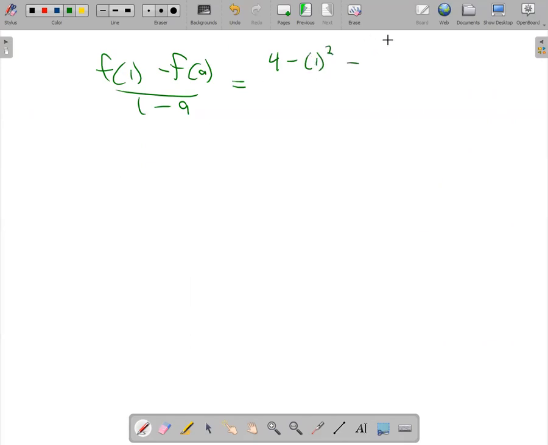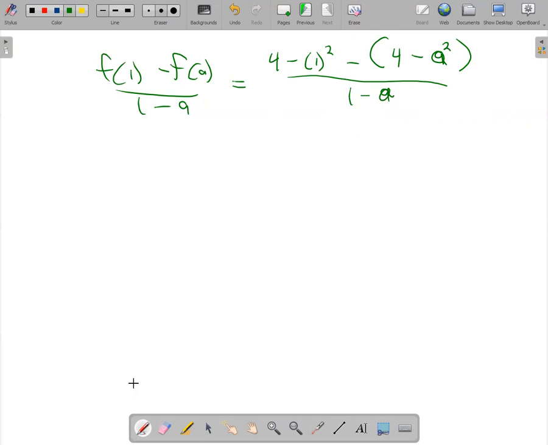What is f of a? I'm going to put that in an extra set of parentheses. F of a will just replace x with an a. So that would be 4 minus a squared. That's an a, not a 9. And in the bottom, I have 1 minus a. And that's an a, not a 9.